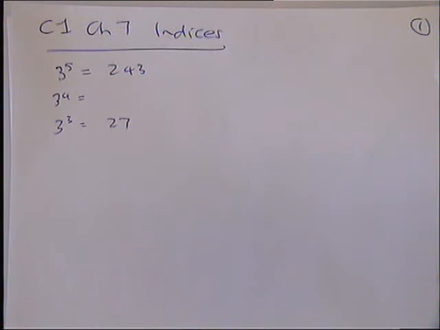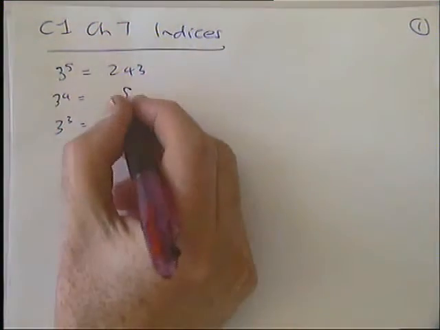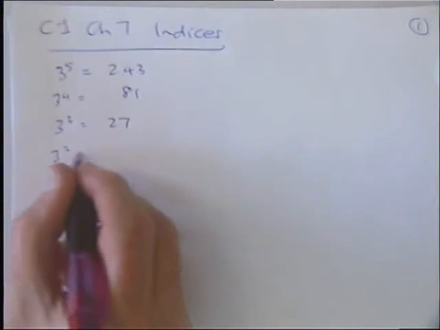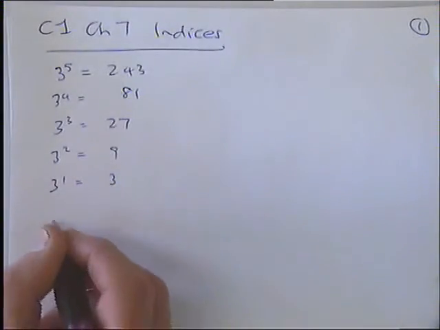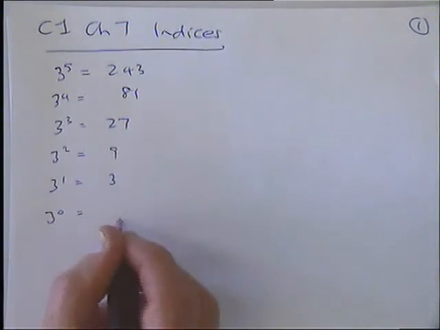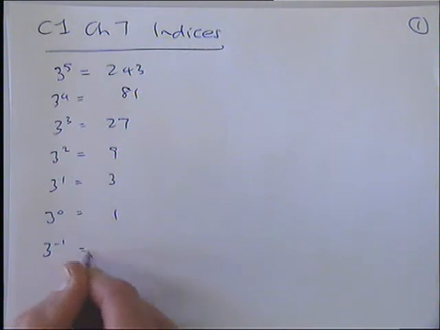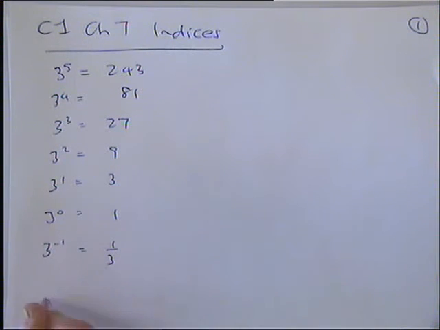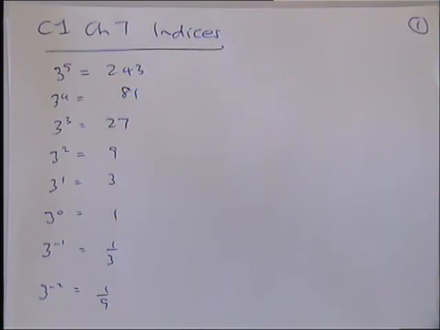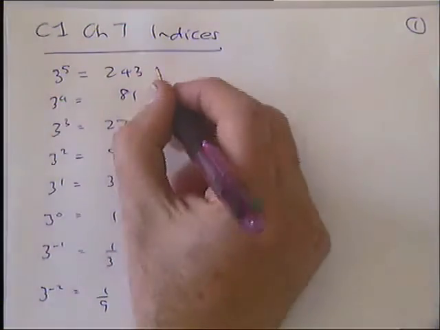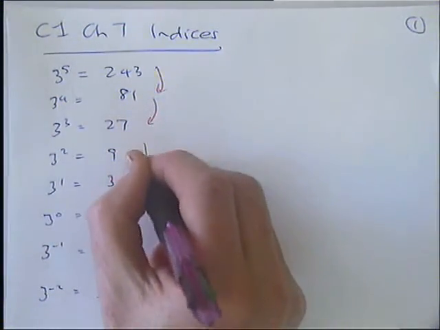Okay, so 3 to the power of 4, 81. 3 to the power of 2, 3 to the power of 1, 3 to the power of 0, 3 to the power of negative 1, a third. 3 to the power of negative 2, a ninth. So, each time we are going down, we are doing what to get from one answer to the next?